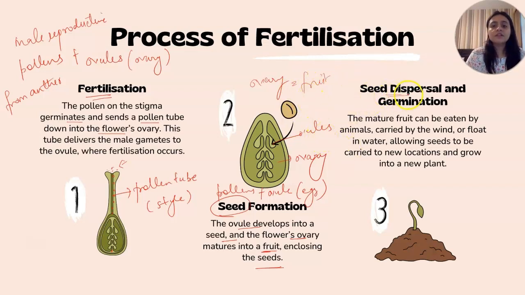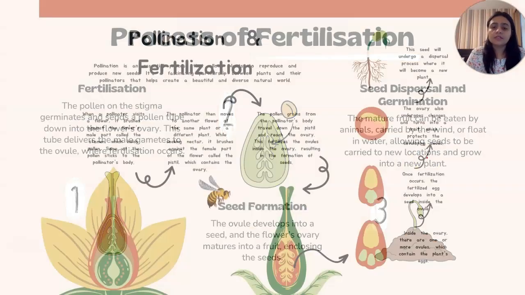And now the seed dispersal takes place. That means the seed gets out from the fruit. When human beings eat it or when animals eat it, the seed gets dispersed out of the fruit, and now these seeds can be carried away to different locations and grow into new plants. We are going to study this seed dispersal in detail, where the seeds are dislocated and then germinated with the help of different agents, and then again a new plant is formed. This is all about the fertilization process.